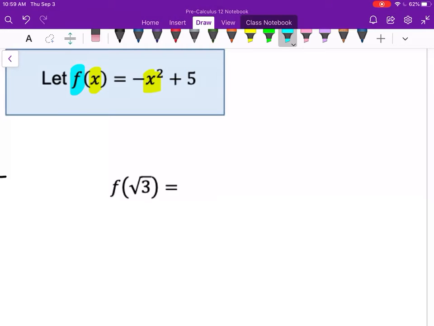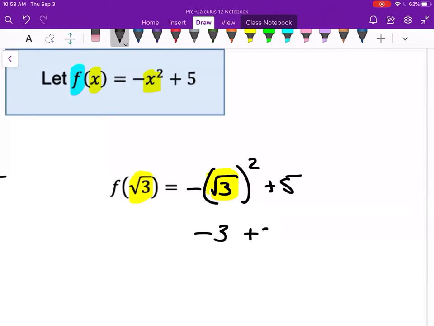f at root 3. So replace x with root 3. And so I have negative root 3 all squared plus 5. Again, order of operations, first I need to go root 3 times itself. Root 3 times root 3 is root 9. The square root of 9 is exactly 3. So I might as well just go straight to this. So I have negative 3 plus 5, which is 2. And so you put in a root 3, you put in an irrational number, you get out 2, a very simple number.